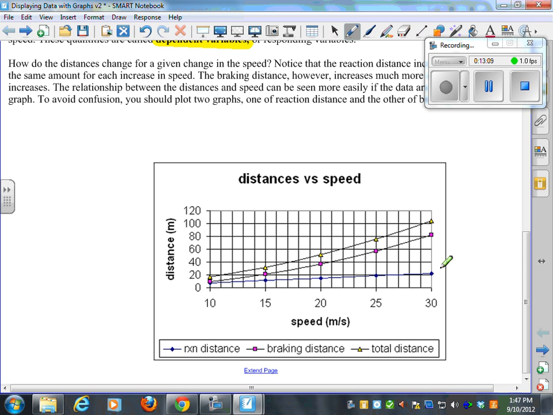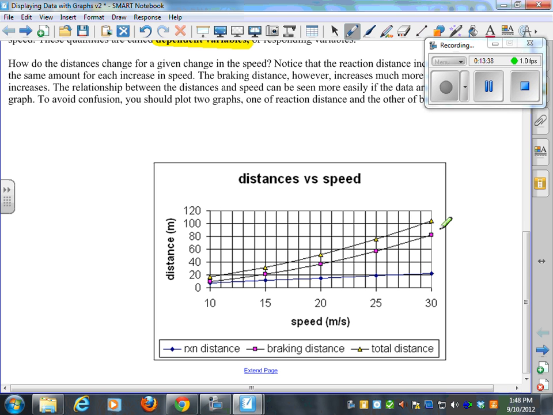Okay, so on the graph, the bottom one is which one? What's the bottom graph? Oh, it's the reaction distance, right? And what shape is it? Not the shape of that dot, the shape of the line. It's a line, right? It's a straight line. It's not very steep though, right? Now the middle one here, the squares, is the braking distance, and you can clearly see that it's a curve. What's the third one, Matt?